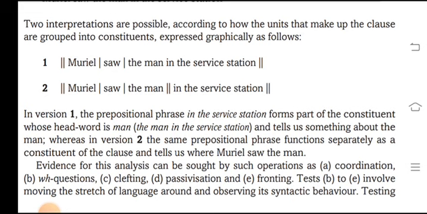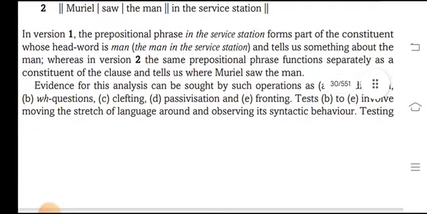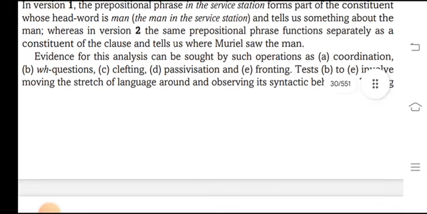Muriel saw the men in the service station. In version one, the prepositional phrase in the service station forms part of the constituent whose head word is men: the men in the service station tells us something about the men. Whereas in version two, the same prepositional phrase functions separately as a constituent of the clause and tells us where Muriel saw the men.